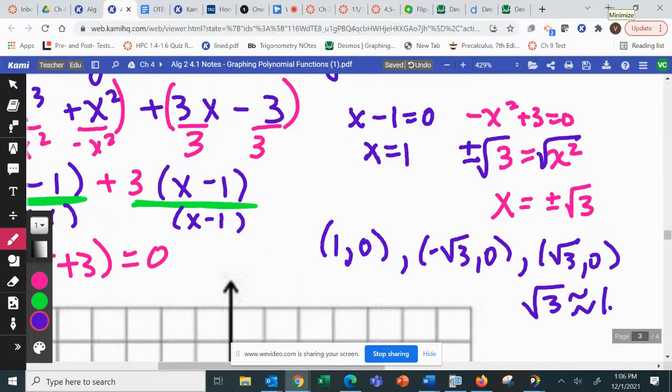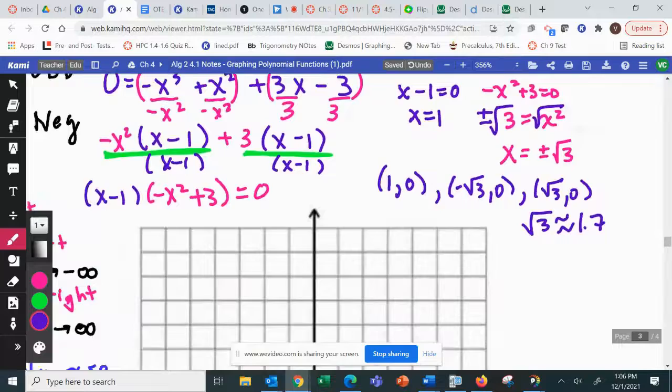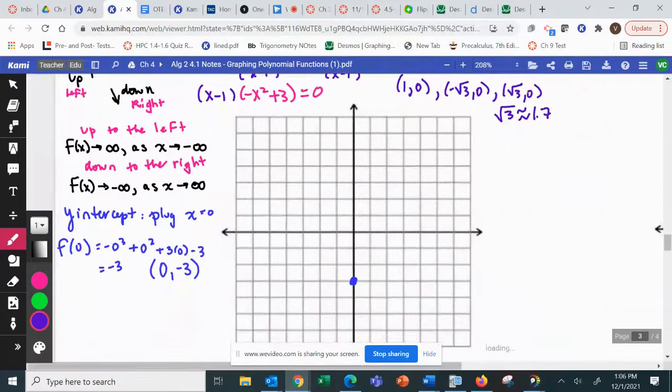Keep holding on to your calculator because we're going to use it in just a moment. So these points that I just found, 1, 0, about 1.73, 0, and about negative 1.73. Those are some x-intercepts. We know that this end has to go up, and we know that this end has to go down.